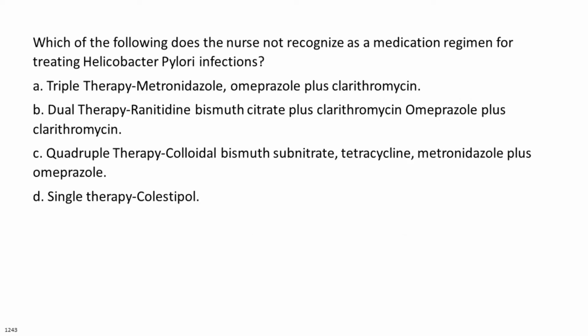Which of the following does the nurse not recognize as a medication regimen for treating Helicobacter pylori infections? A. Triple therapy metronidazole, omeprazole plus clarithromycin. B. Dual therapy ranitidine bismuth citrate plus clarithromycin, omeprazole plus clarithromycin. C. Quadruple therapy colloidal bismuth subnitrate, tetracycline, metronidazole plus omeprazole. D. Single therapy colestipol.